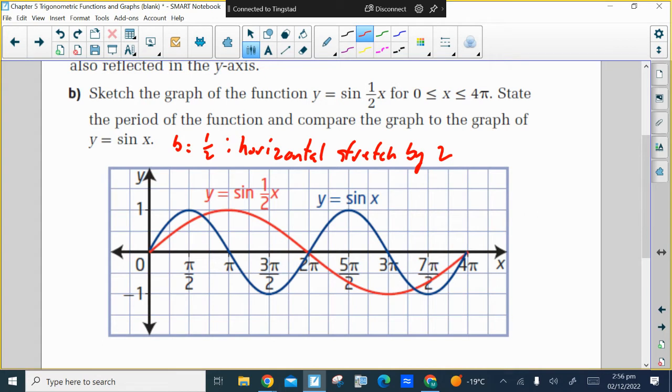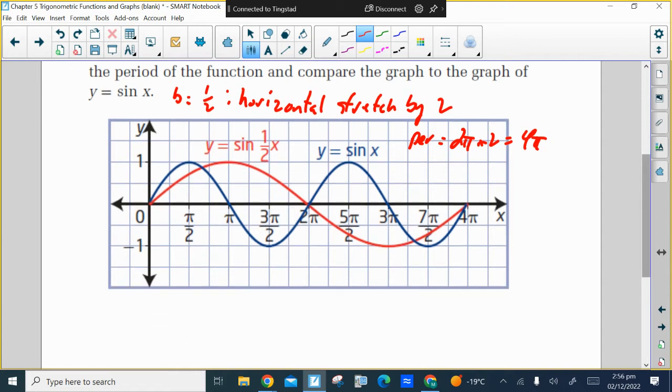So the period will be twice of what it was before. Instead of having a period of 2 pi, it's a period of 4 pi. Because it's horizontally stretched by a factor of 2, the reciprocal of 1/2. And that fits what the graph shows. Also the critical points. Normally they're at every pi on 2, but those are also doubled. Now they're at every pi.